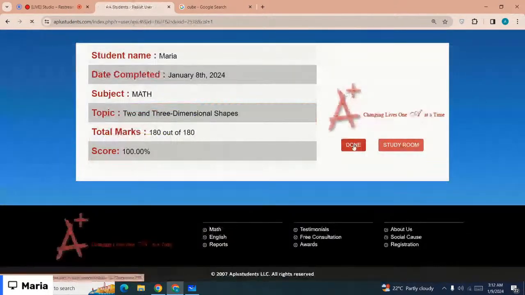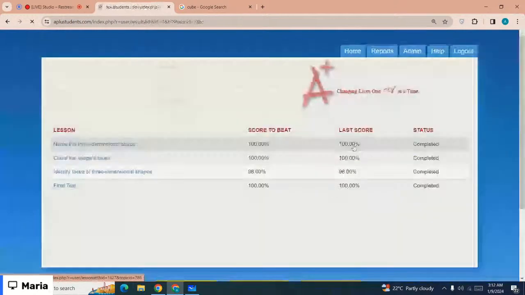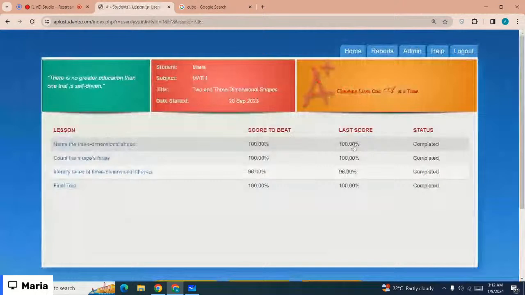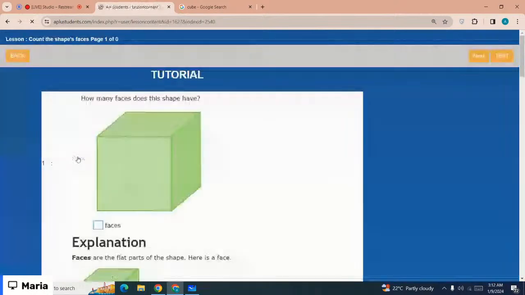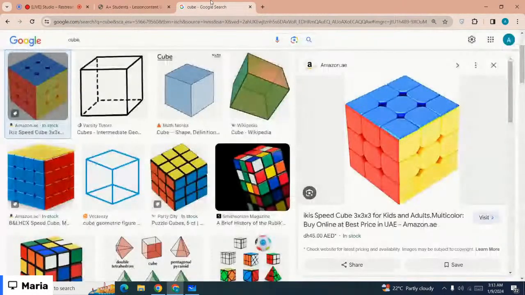Okay, and the next lesson is count the shapes' faces, right? We are done with the shapes, right? Now we're going to see how many faces a shape has. Let's start with the first question of the lesson. How many faces does this shape have? If you have a cube like this in your house, go get the cube. We'll count its faces together, right?